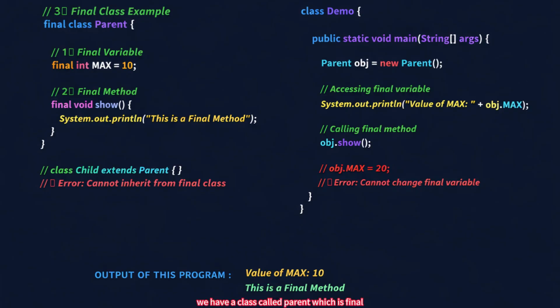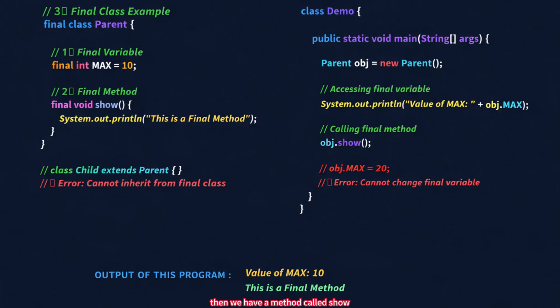We have a class called parent which is final. So we write final class parent. Here first is the final keyword. Then the class keyword. Then the class name which is parent. Because this class is final, any other class cannot inherit the parent class. Now inside this class, we have a variable called max. So we write final int max is equal to 10. Here max is a final variable and we initialize the value with 10. And this value cannot be modified later.